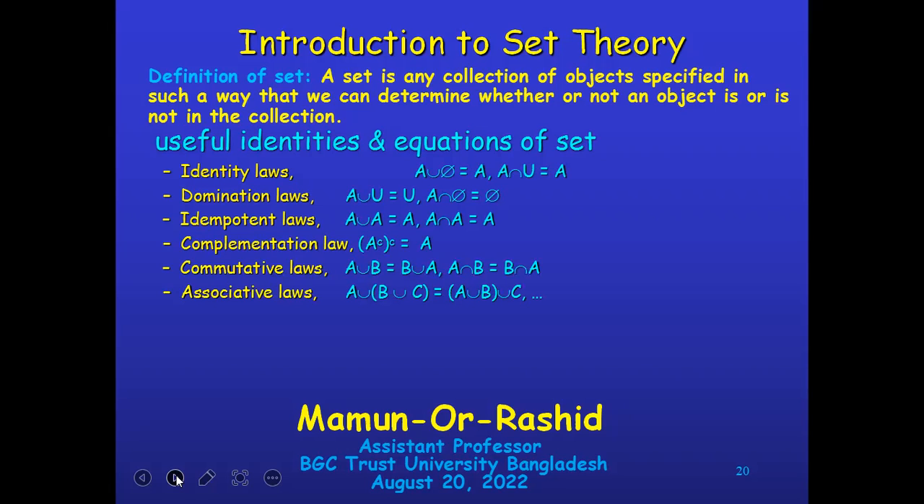In this way, now the distributive law: A union (B intersection C) equals (A union B) intersection (A union C). And this is the distributive law.